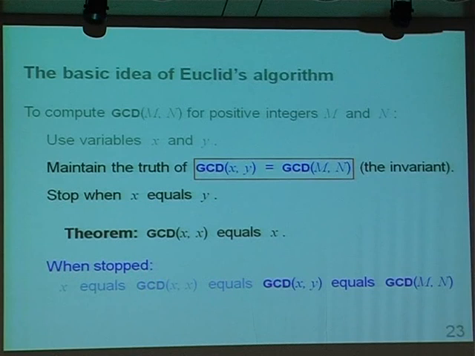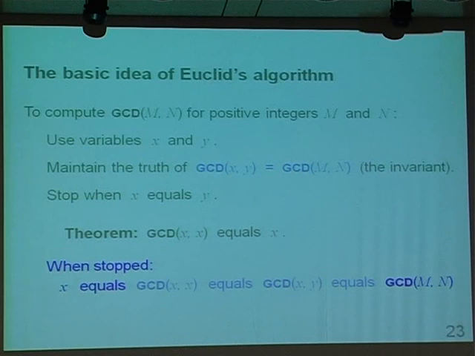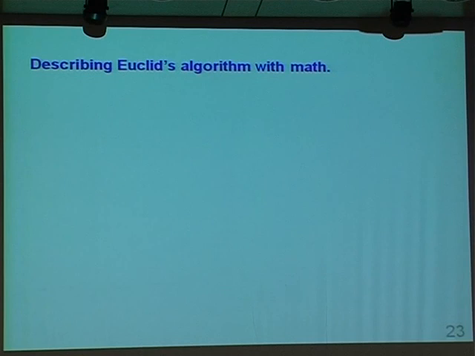So when we're stopped, X will equal the GCD of M and N. And of course, Y will too, because we stop when X equals Y. So that's the idea of Euclid's algorithm. Let's figure out how to write it down.